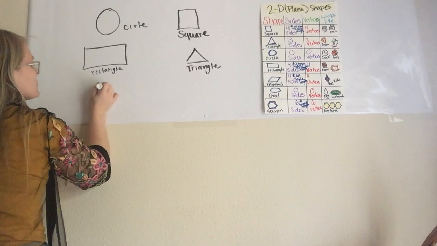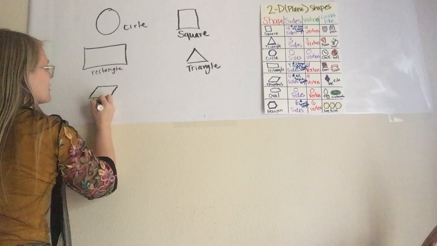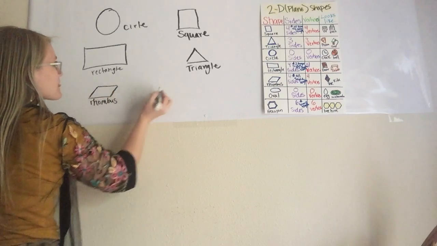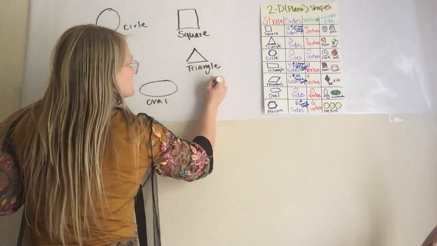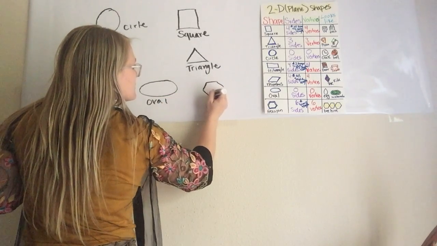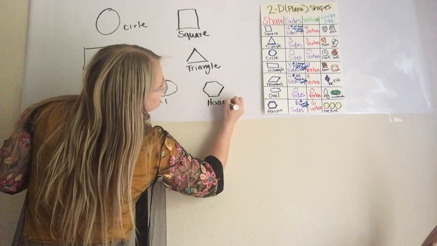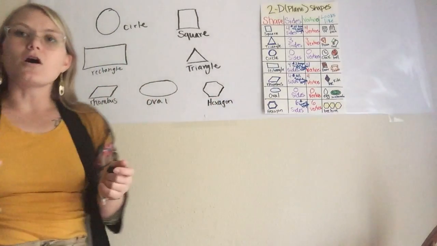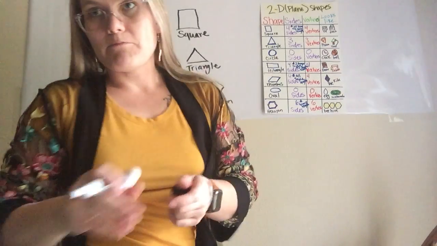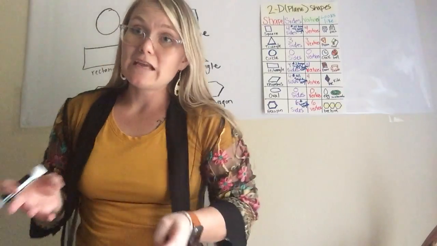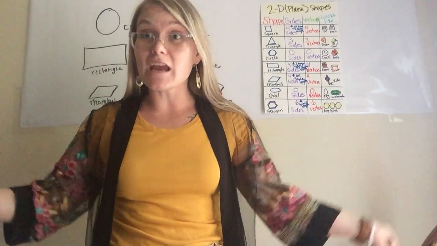And then we also have the rhombus. An oval. And a hexagon. Now, all of these shapes are special. They have different things that are special about them. And they all can be found in our everyday life. Shapes are everywhere, guys, and that's why I love shapes.